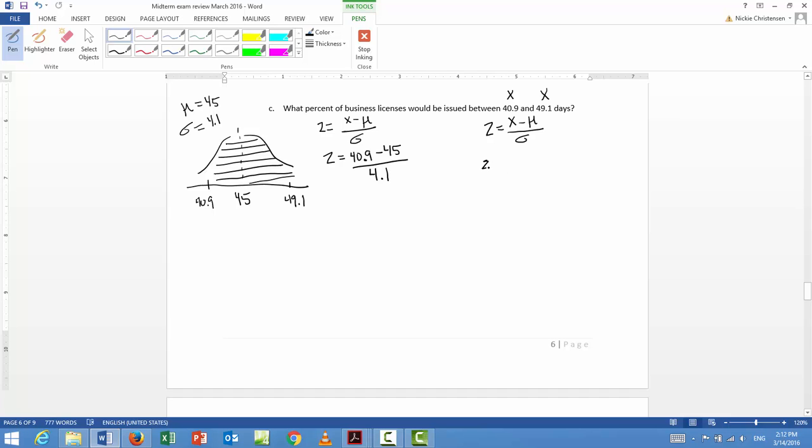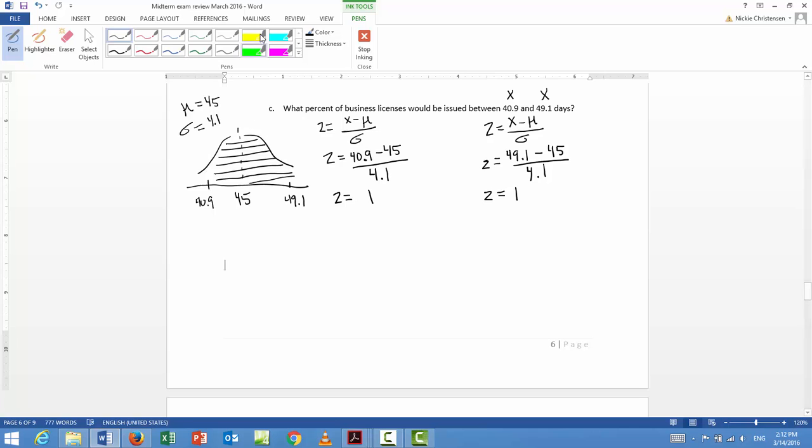Okay, and then the second z value is going to be 49.1 minus 45 over 4.1. Now, when we work this, we're going to find that this gives us a z value of -1, and this calculation is going to give us a z value of +1.